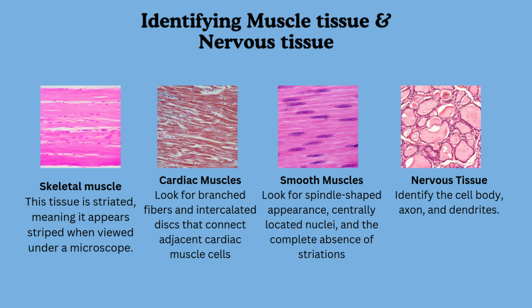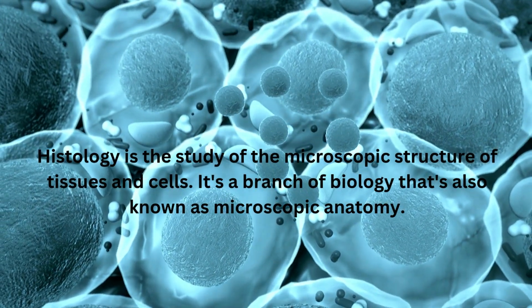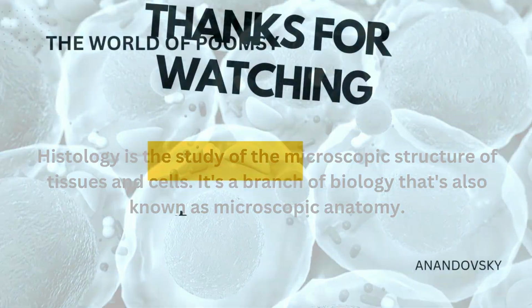To identify a nervous tissue, identify the cell body, axon, and dendrites. Histology is the study of the microscopic structure of tissues and cells. It's a branch of biology that's also known as microscopic anatomy.